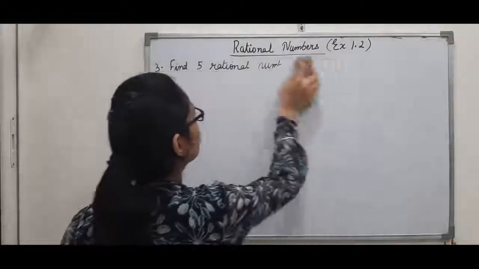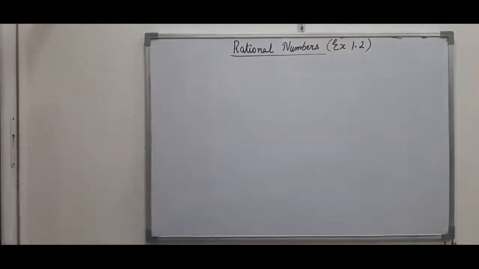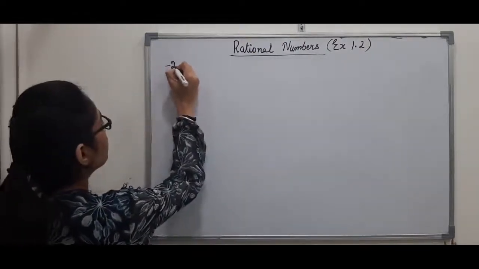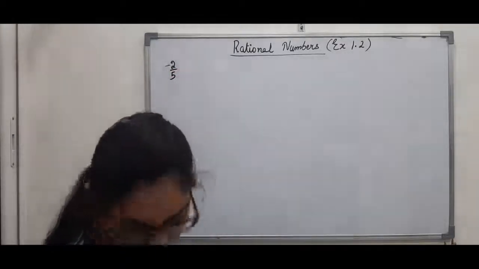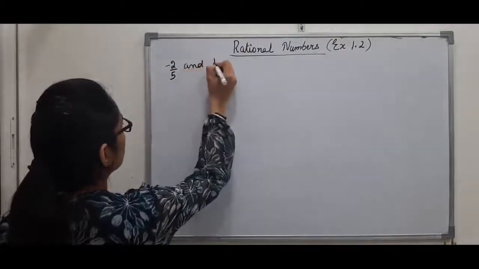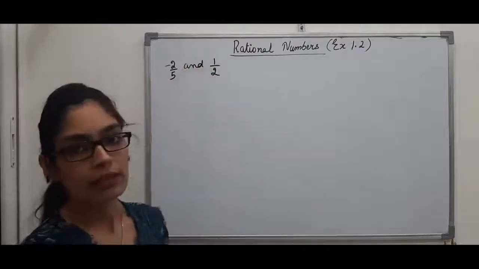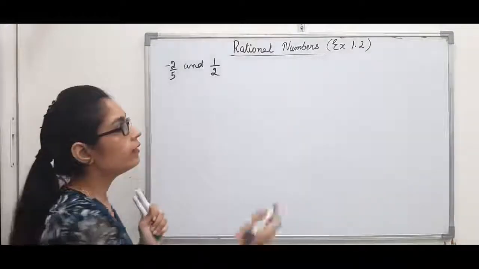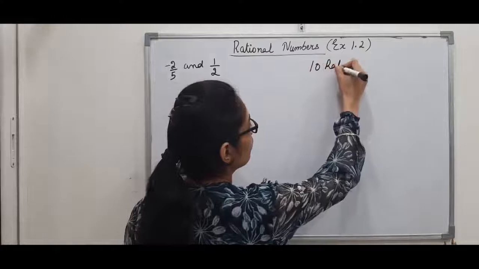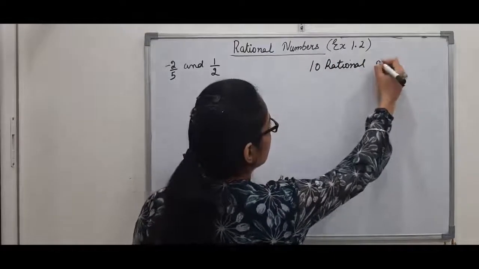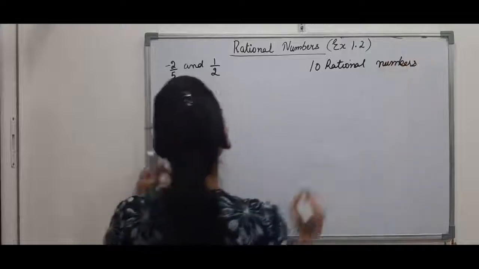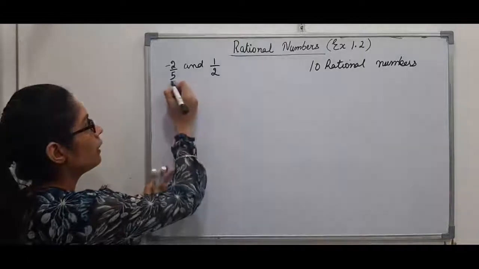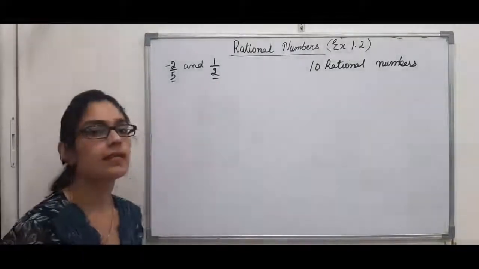In the next question, you have to find 10 rational numbers between -2 by 5 and 1 by 2. See, now they have given you 2 rational numbers, and between these 2 you have to find 10 rational numbers. Which means, in doing such questions, first of all we need to make the denominator of both the numbers the same.